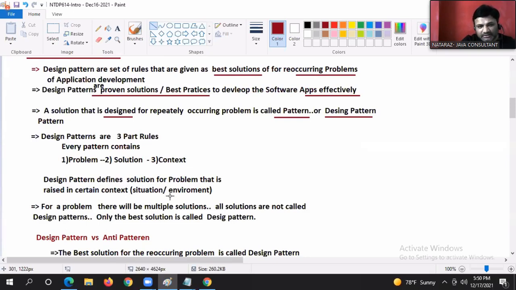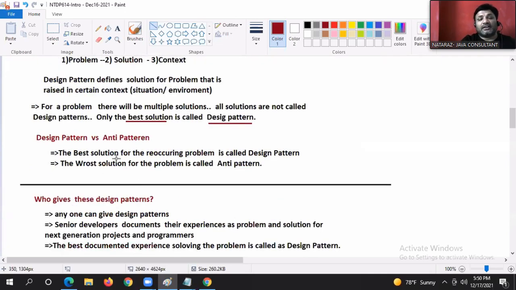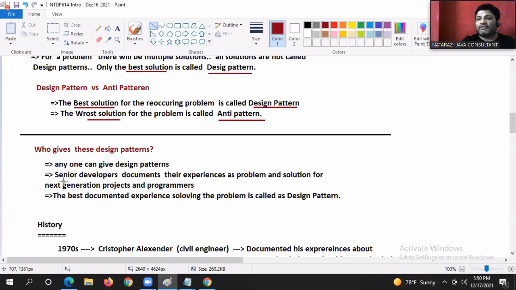Context is nothing but situation or environment. For a problem, there will be multiple solutions, guys. All solutions are not called design patterns; only the best solution is called a design pattern. Design pattern versus anti-pattern, we discussed yesterday. The best solution is called a design pattern, and the worst solution is called an anti-pattern.